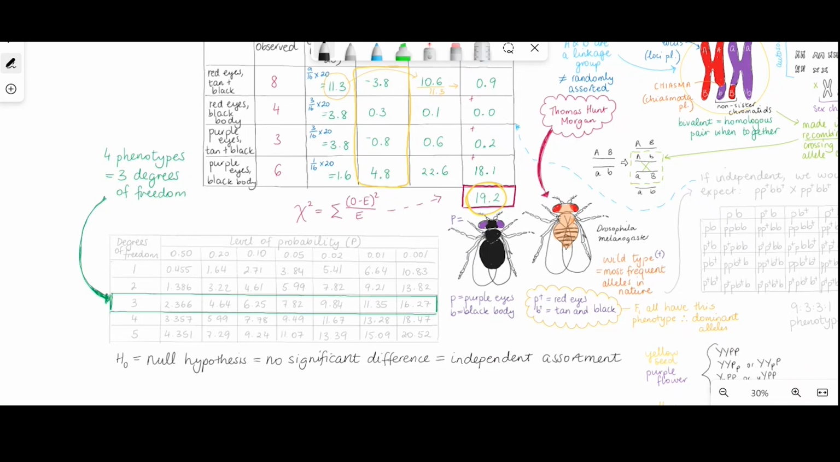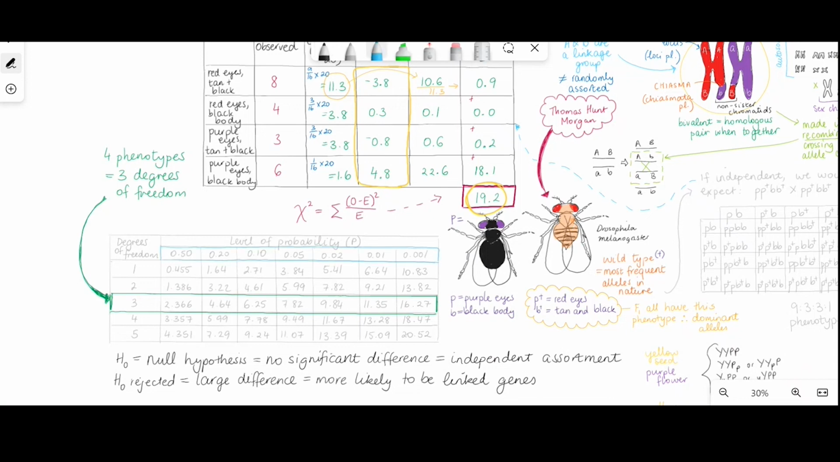Our number is big though. In fact, it's bigger than all the values in the whole row, and they get larger as you move across to the right. This tells us that the differences between our observed and expected values are too large to put down to chance. We reject the null hypothesis. We are saying it is too unlikely that these alleles are sorted independently. Actually, there's a good chance they might be linked together. And we can be pretty confident of this, the bigger our value gets.